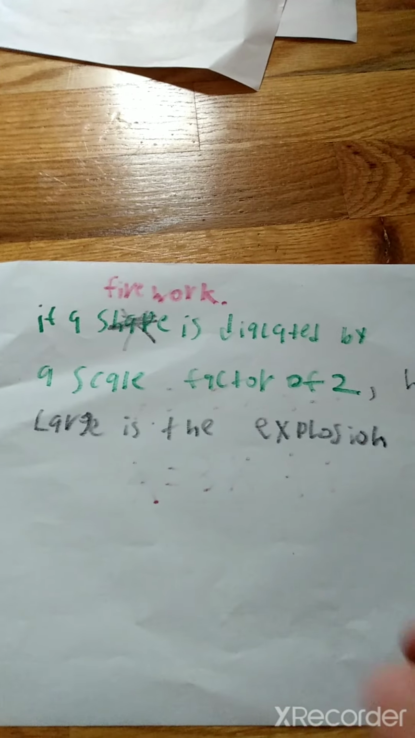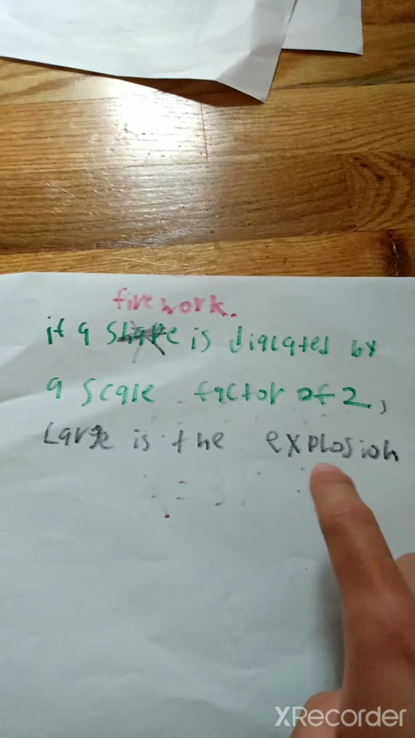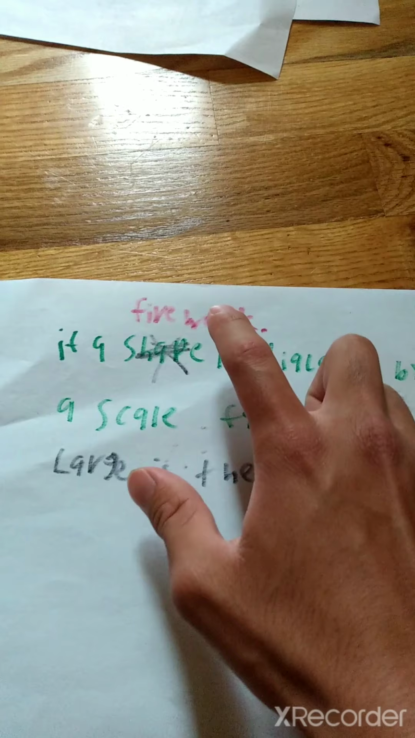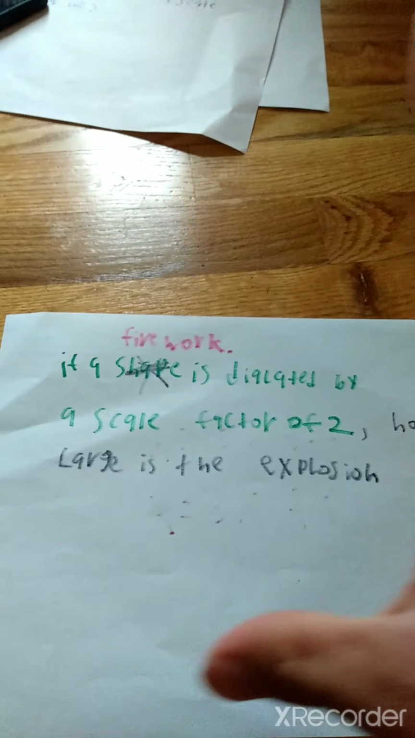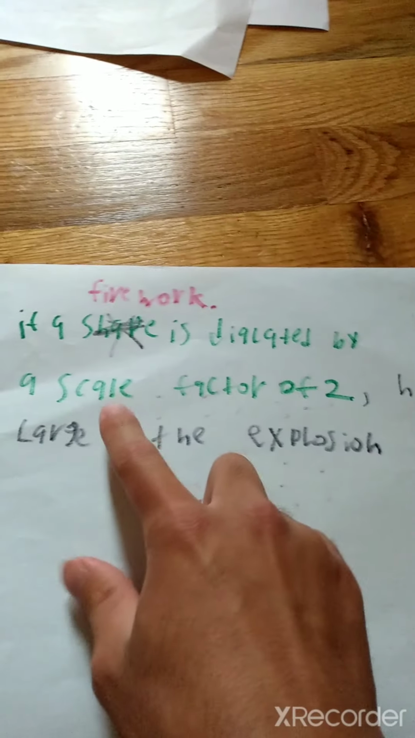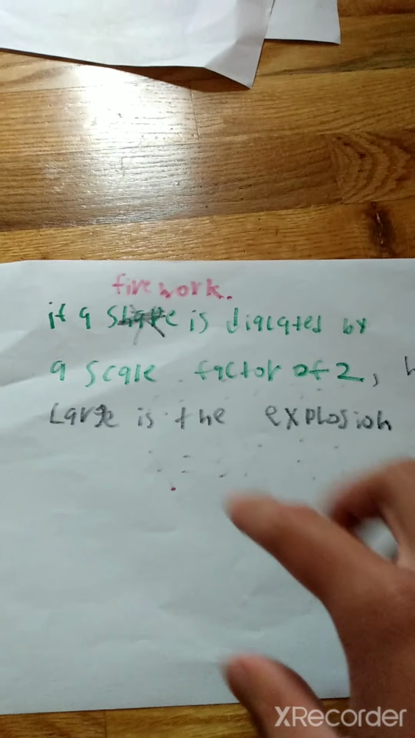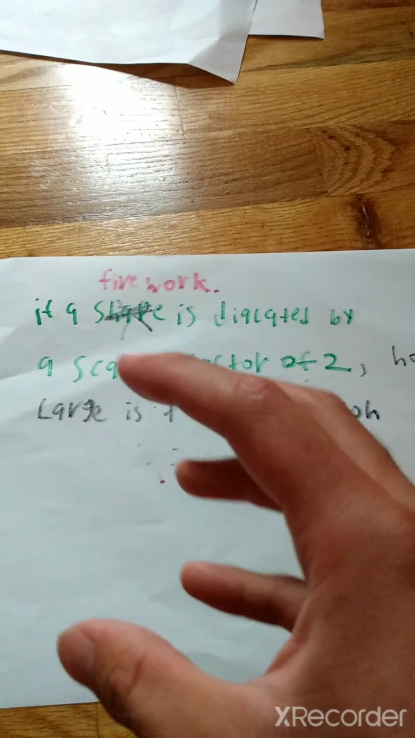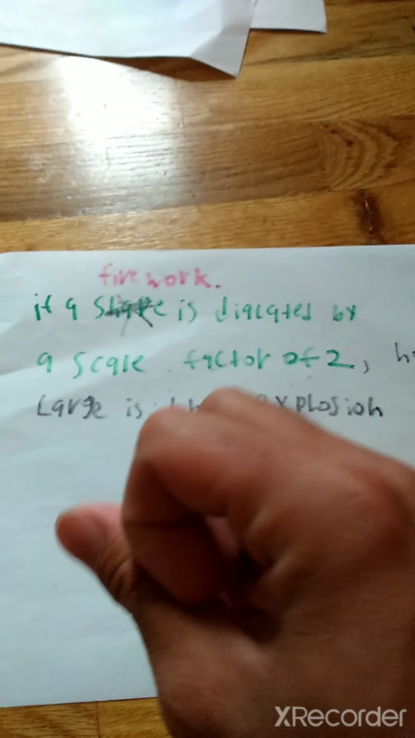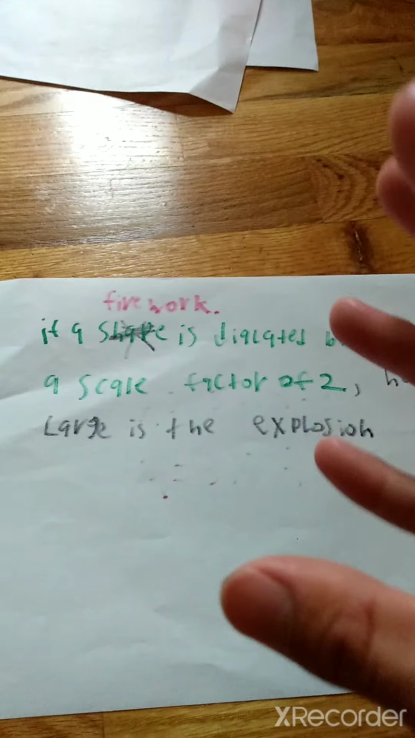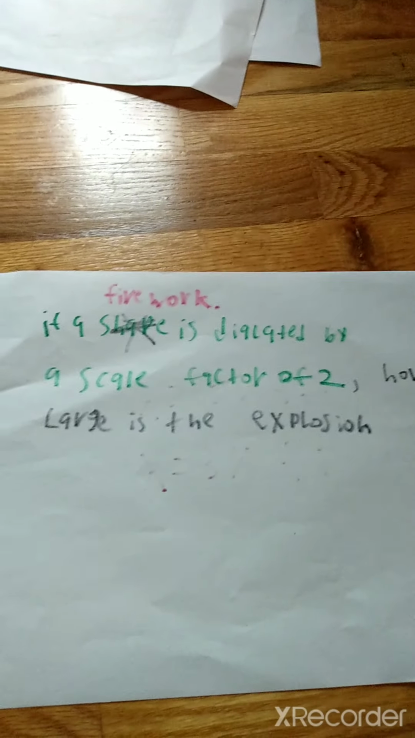There are two things that we can find in this word problem. One is a firework, and fireworks explode. And number two, a scale factor of 2. That means the shape is going to enlarge. So it's going to get bigger as it goes kaboom.